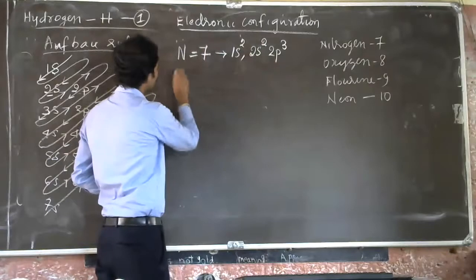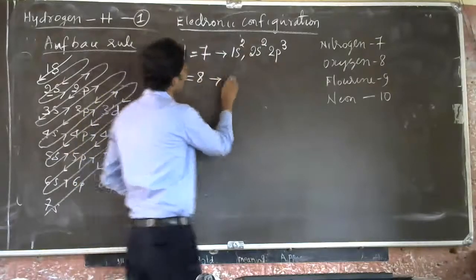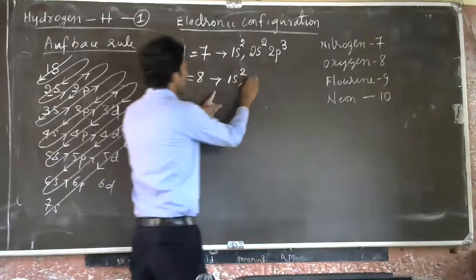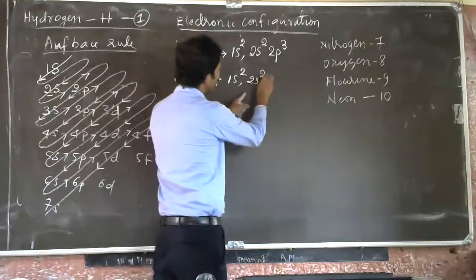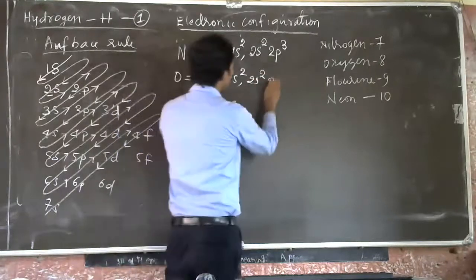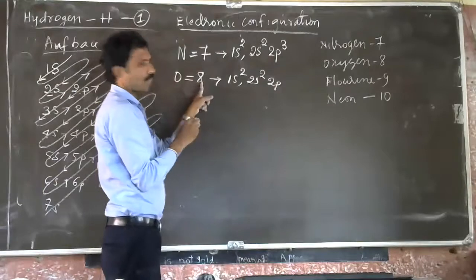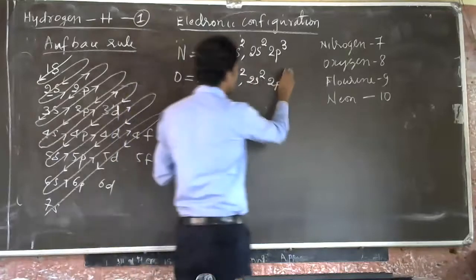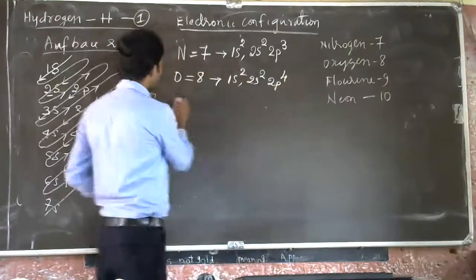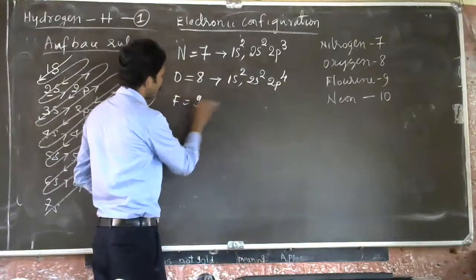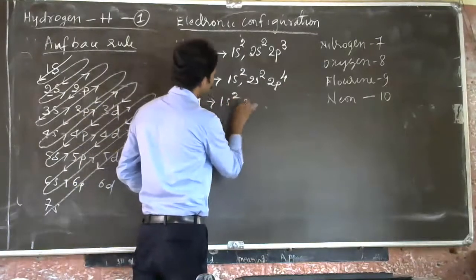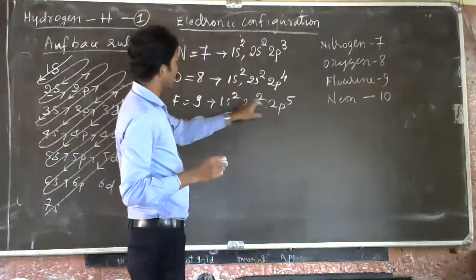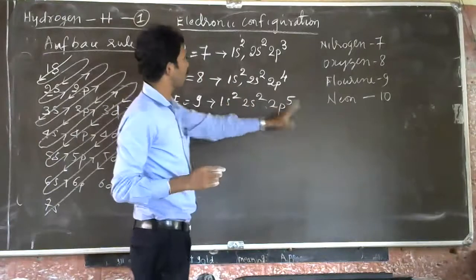Then we'll come to oxygen. Oxygen 8, so 1s2. Out of 8 electrons, 2 are occupied in 1s, in 2s again 2 electrons are occupied, and the rest, that is 4 electrons, are occupied in the p subshell. Then fluorine 9: 1s2, 2s2, 2p5. 5 plus 2 is 7, 7 plus 2 is 9. 9 electrons are occupied in various subshells.